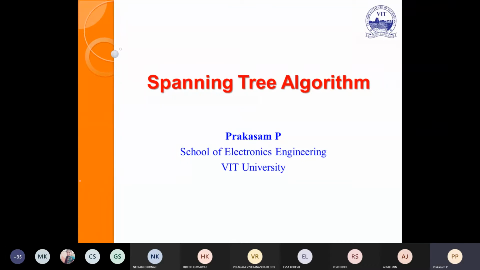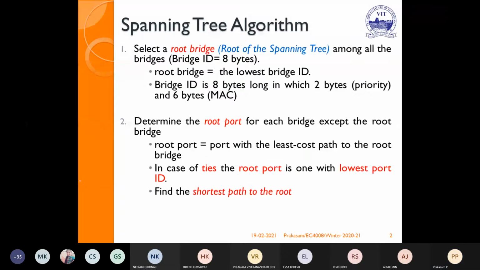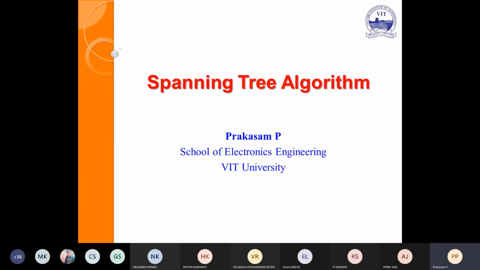So this class we will see about the spanning tree algorithm and one sample problem using the spanning tree algorithm. The algorithm is very simple. It is like a spanning tree, as the name itself indicates. It will start from the root. You see that any tree.